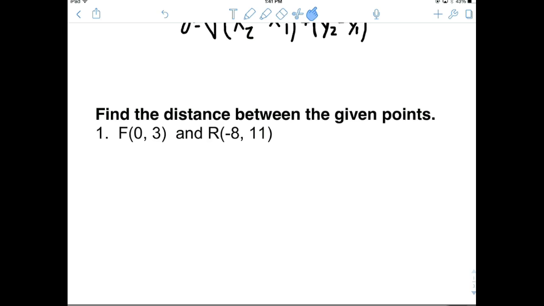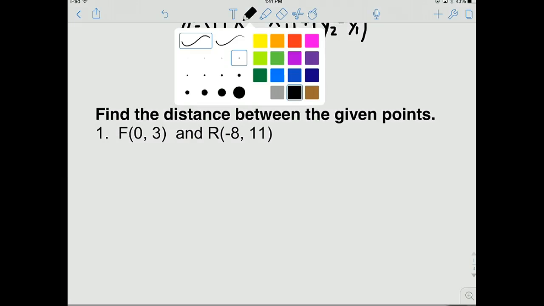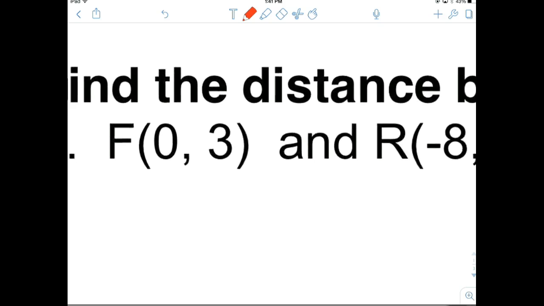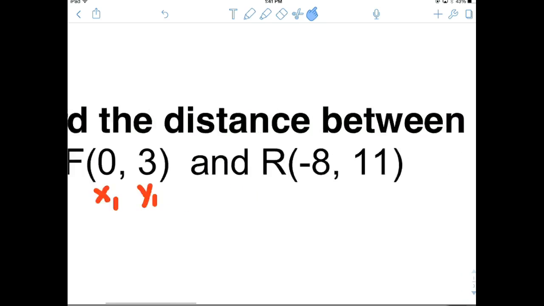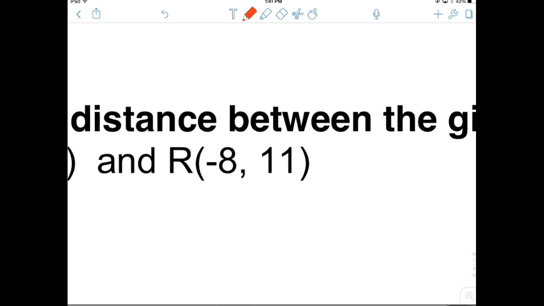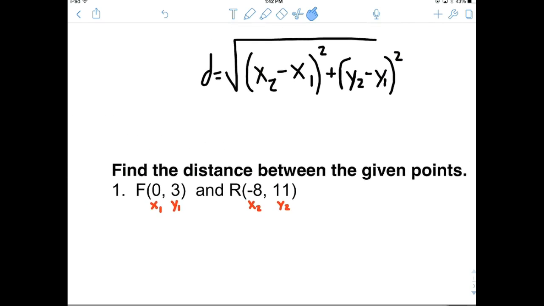Here are 2 points, and I always like to start by labeling my coordinates. So I'll zoom in right here and just look at point F. This is going to be my x1, and this is going to be my y1. I just chose them as x1, y1 because those are my first coordinates. I'll go over to R, and I will make those the x2, y2 coordinates. Alright, so we have our coordinates labeled, we've got our distance formula there, we're going to plug them in.